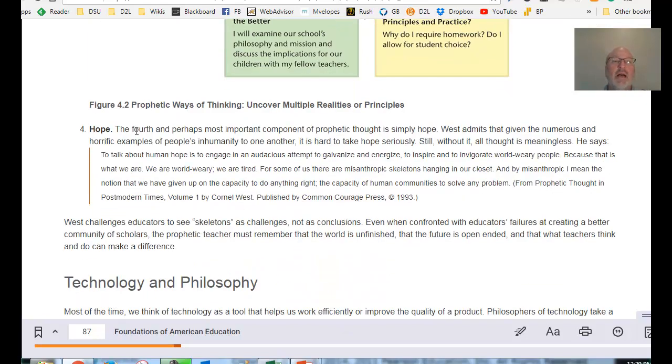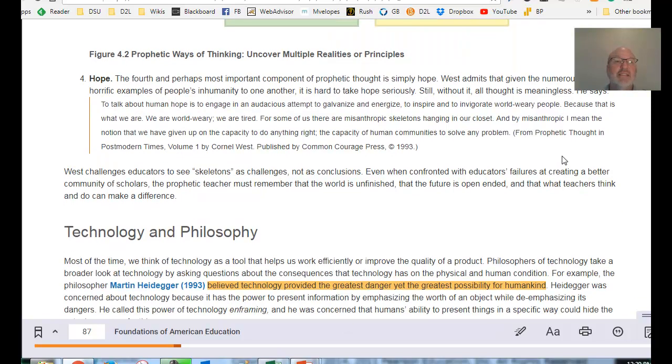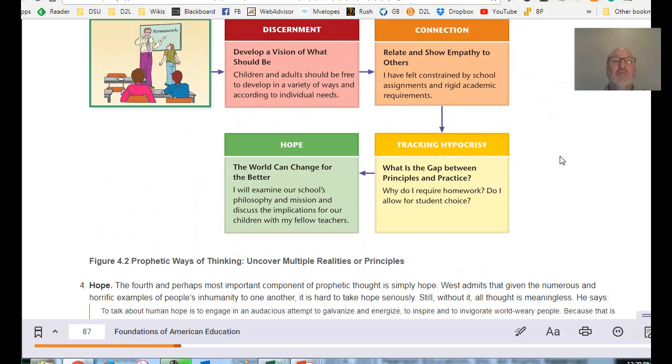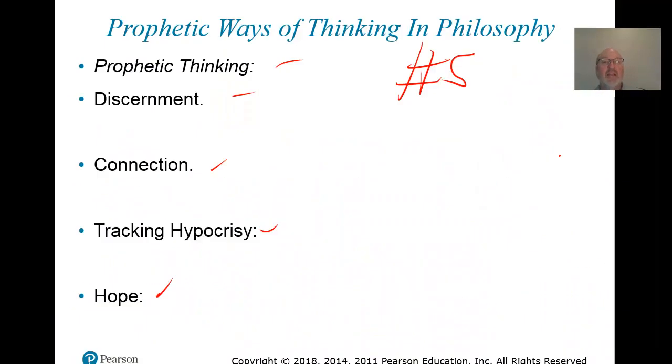Fourth, perhaps most important, prophetic thought is simply hope. He estimates that given the numerous horrific examples of people's inhumanity to one another, it's hard to take hope seriously. Still, hope, but all is meaningless. He says this. So you will bring those in here to these ways of thinking.